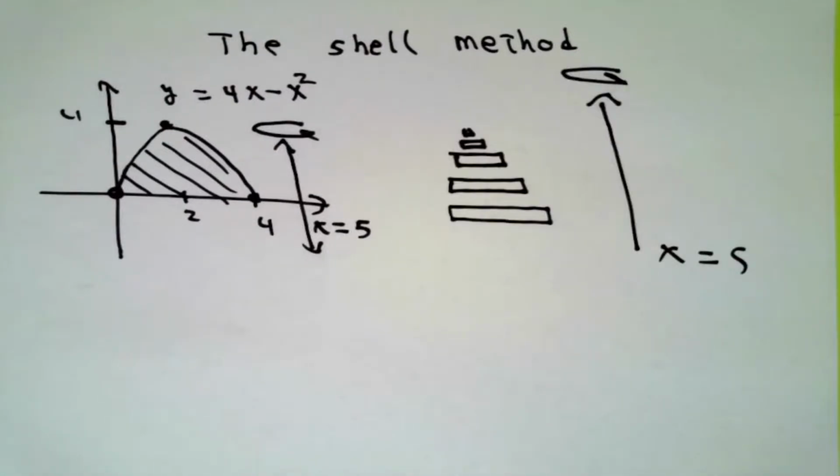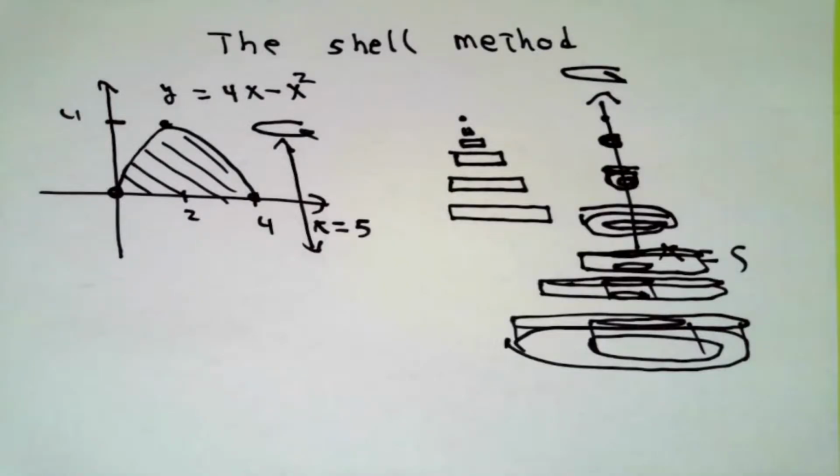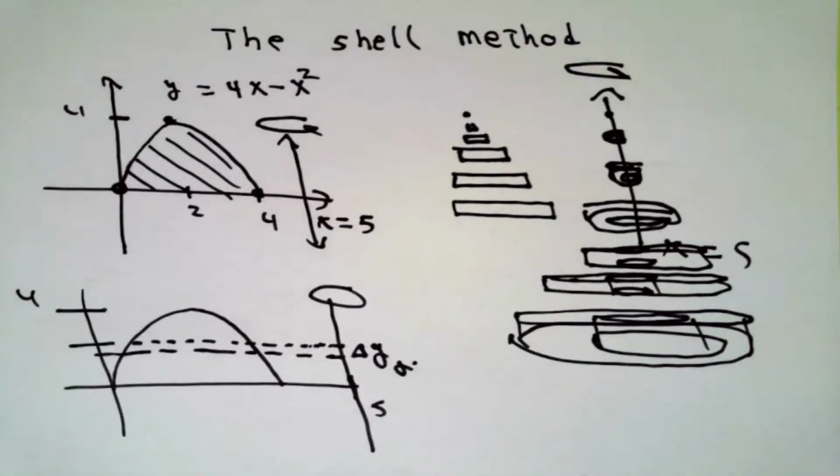Thinking of the typical pieces that we will revolve around this vertical line, I'll draw a few of them in. I'll have a collection of washers with their axis of symmetry the vertical line x equals 5. I'm going to have to figure out the big radius and the small radius for each one of these. Selecting one of the horizontal strips, I'm not interested in all points between those two dotted lines, only these points.